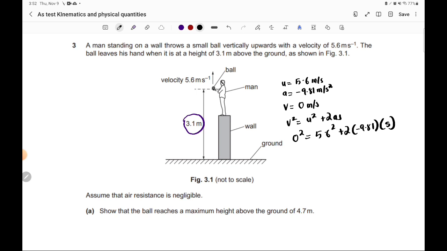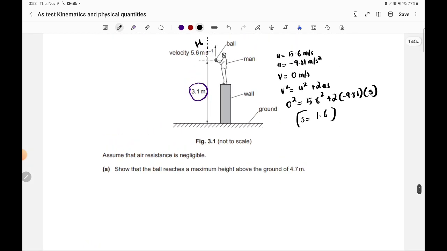So this is going to be 5.6. So this is going to be minus brackets 5.6 squared, and we will divide this by 2 into brackets minus 9.81, and the value that I'm getting is 1.6. I'm just going to round this off to 1.6. Okay, so this is the remaining height. So this is actually 1.6.